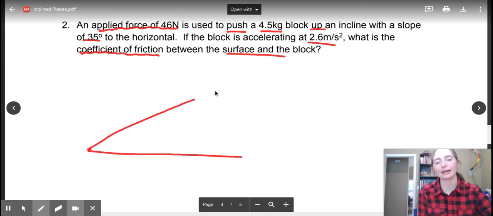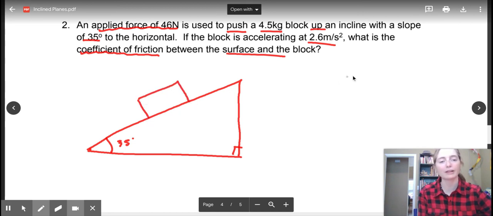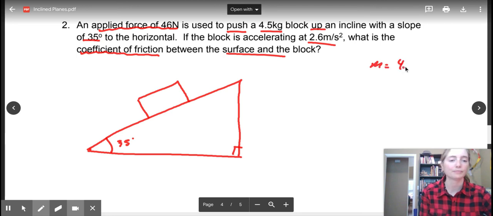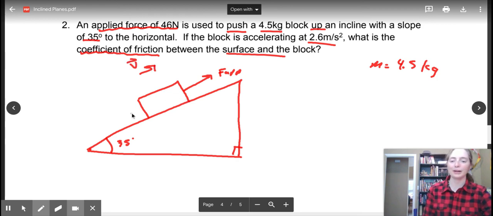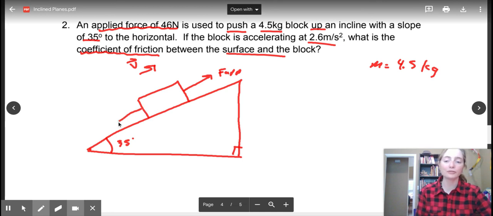Here is our ramp. That's 90 degrees, and this is our 35 degrees. Here's our block with a mass of 4.5 kilograms, and we're pushing the block up a slope. So that means our force applied is going to be up, so our motion is going that way. We have a force of friction here.